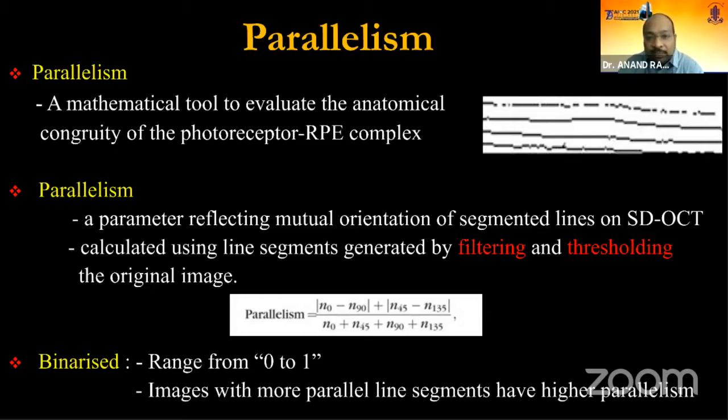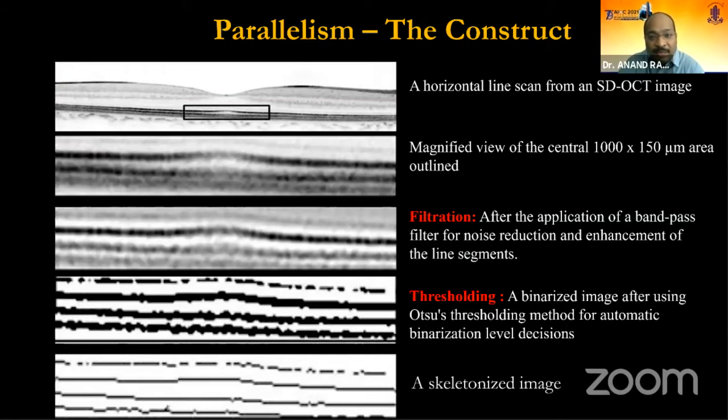So this is how they constructed it: a horizontal line scan from the SD-OCT image, magnified central 1000 into 1550 micron area, filtered with application of a bandpass filter for noise reduction and enhancement of these line segments, used thresholding to binarize the image after using what's called the Otsu's thresholding method for automatic binarization, and then you generate this skeletonized image.